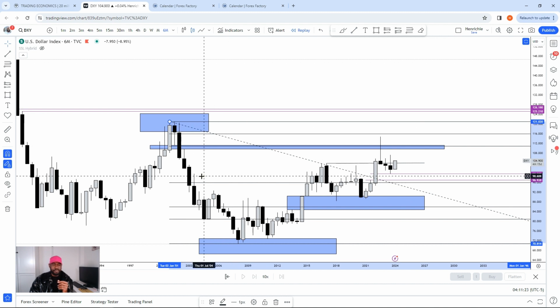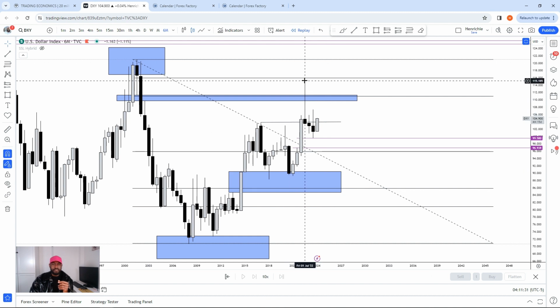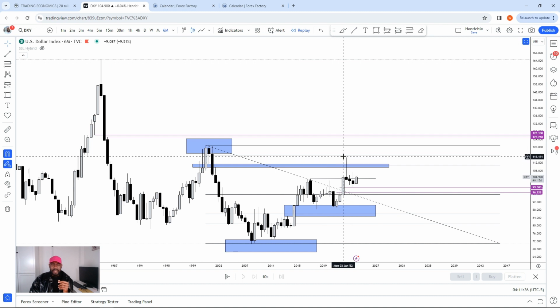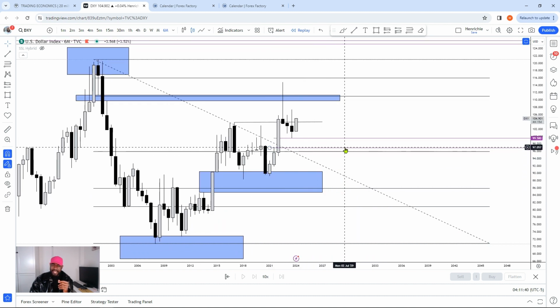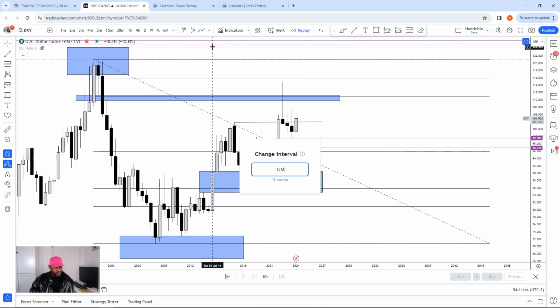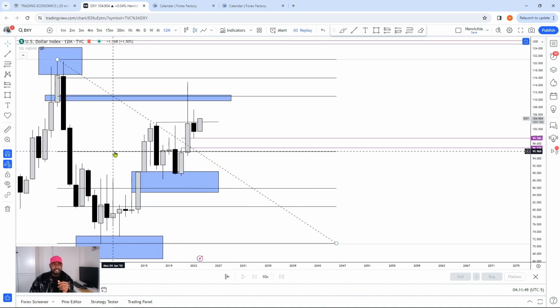Anything above it is premium. Anything below it is discount. Right here is the extreme discount zone. Now you can see very clearly price tapped into this extreme premium before we saw this displacement to the downside. After tapping that key level, we didn't retest into a discount, right? Now look at how this aligns as well. If you're looking at the 12-month time frame, you see this is our discount key level, and look what's above the discount key level: inefficiency.